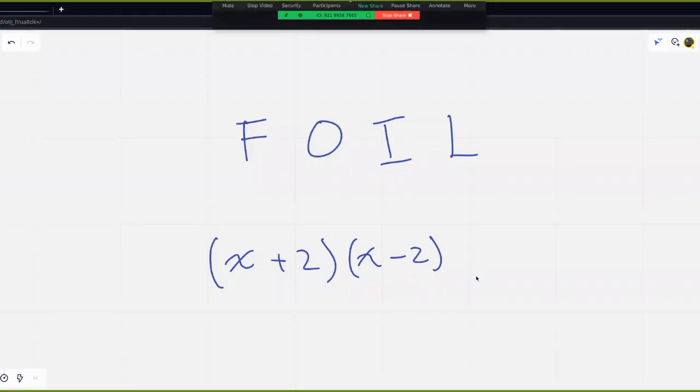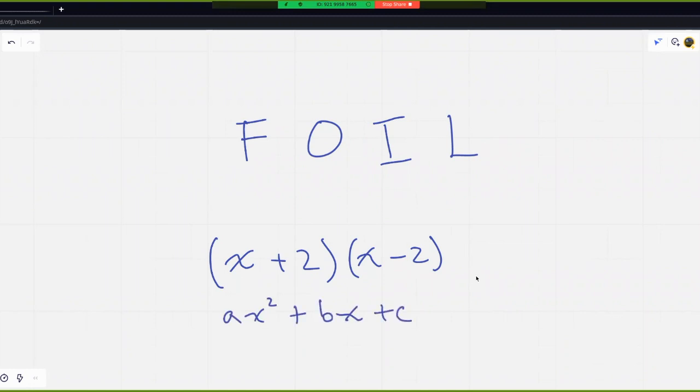So let me share my screen. Just like PEMDAS, where we use the acronym to remember order of operations with parentheses, exponents, multiplication, division, addition, and subtraction, to multiply things like x plus 2, x minus 2, we turn that into something that looks like this. Like I said before, ax squared plus bx plus c. So how does this turn into this down here?